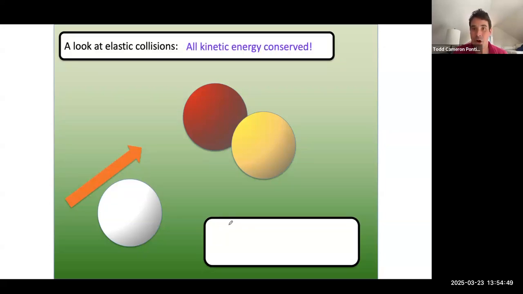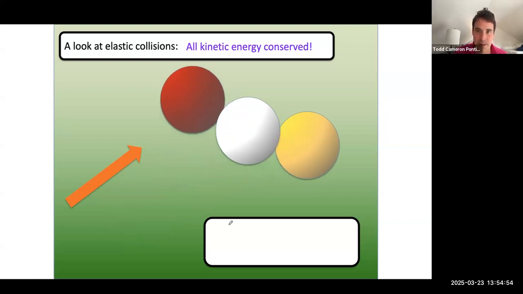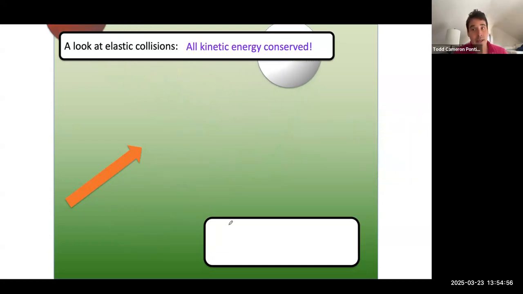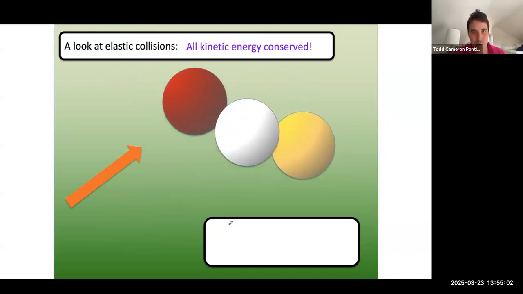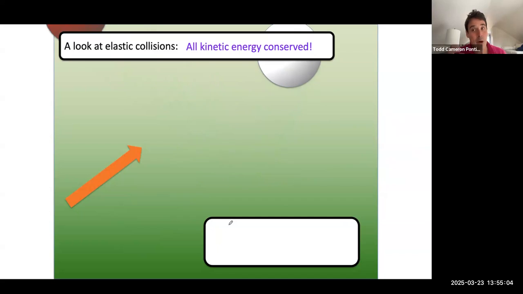In elastic collisions, all kinetic energy is conserved. So if we hit this cue ball toward these two balls, the energy is conserved here, but it's transferred, and this would assume no friction. And let's see that again. The white ball loses kinetic energy, but it transfers it to the red ball and the yellow ball here.